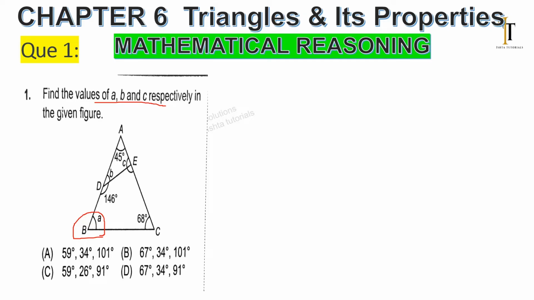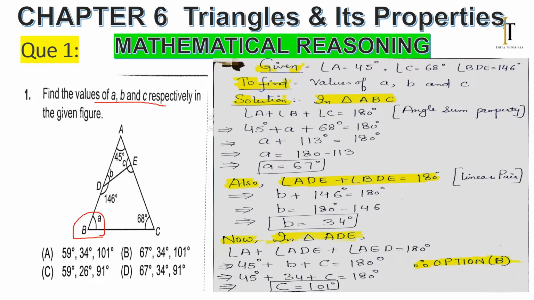It means with the help of the angle sum property, angle A plus angle B plus angle C is equal to 180. Out of this, angle A is given as 45, which you can check in the figure here. Angle B is A and angle C is given again as 68 here. On solving we got A is equal to 67 degrees. Now let's check the options.